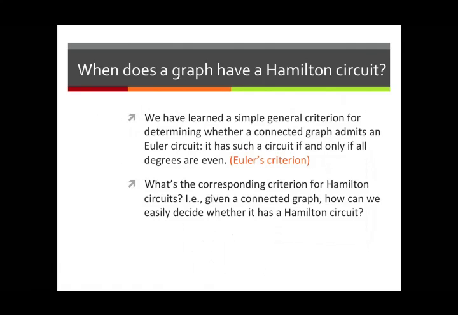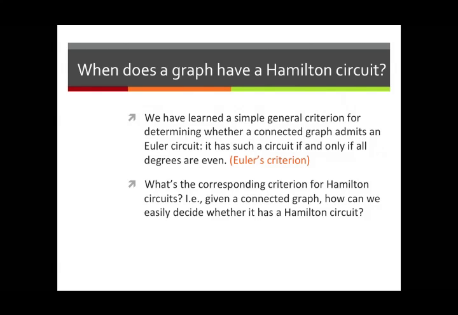Now, when we were looking at Euler circuits, we asked, how can we look at a graph and tell whether it has an Euler circuit? And we found a very nice answer. We learned a simple general criterion for determining whether a connected graph admits an Euler circuit. It went like this. Such a graph, a connected graph, has an Euler circuit if and only if all degrees are even. Now that's a very simple, easy to check criterion. It's called Euler's criterion.